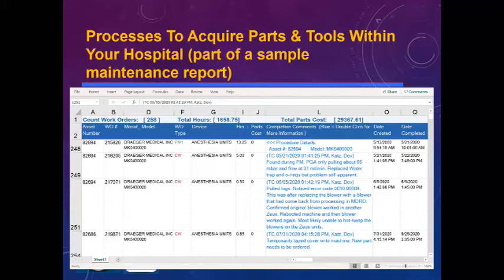So, the process to acquire parts and tools within your hospital. You can see this is a very good sample of a maintenance report. We have the asset number, the works order number, the manufacturer's model, and a host of other information. So this is a very good example of how to keep your records. And this contains a lot of data.